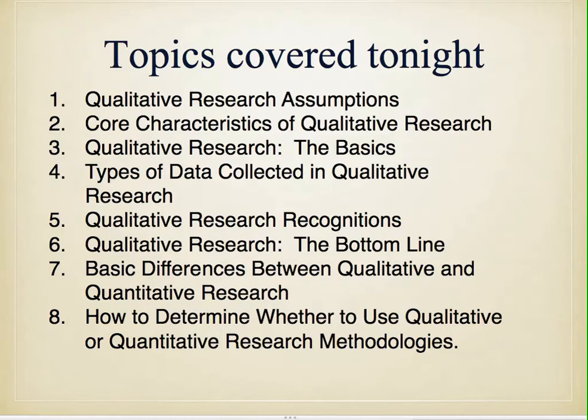So for tonight's class, what we're going to do is talk about what happens if you go the qualitative route in your research methodology. And here are the 8 topics that we're going to cover tonight. We're going to talk about the basic assumptions about qualitative research, their core characteristics, and then the basic kinds of approaches that you would take. The type of data that you collect, and some basic assumptions about how this approach would work. Then we're going to talk rather extensively about the differences between qualitative and quantitative research, and for you to begin to start thinking about how you would make that decision.